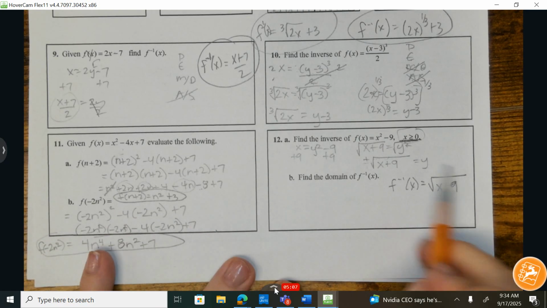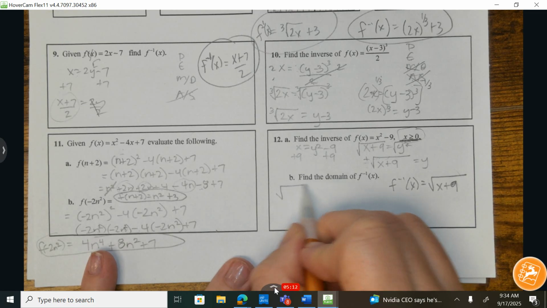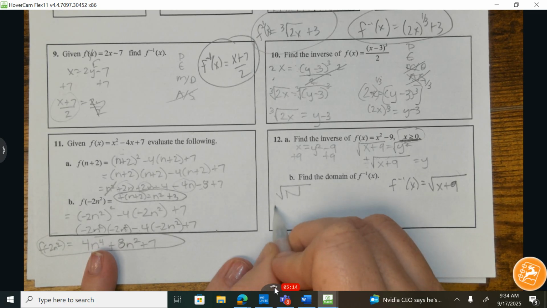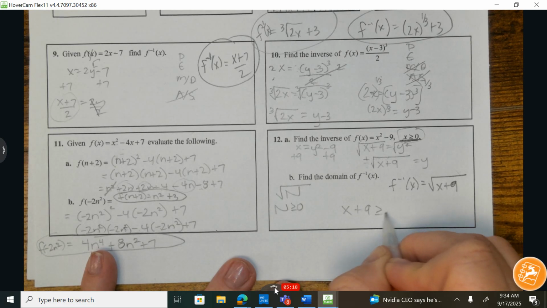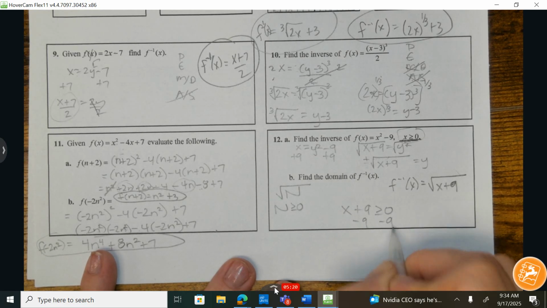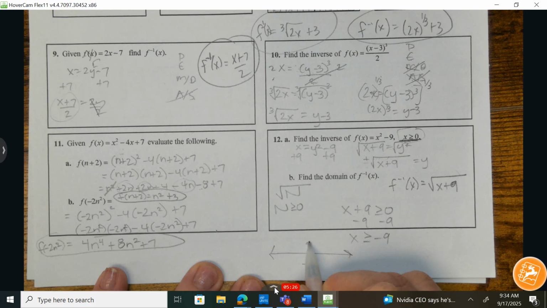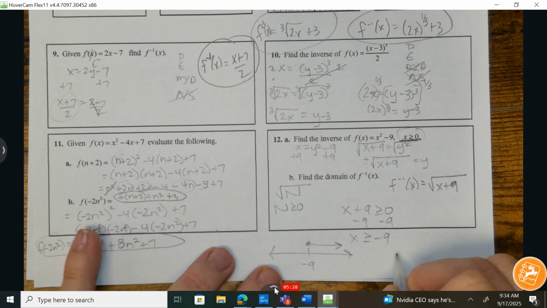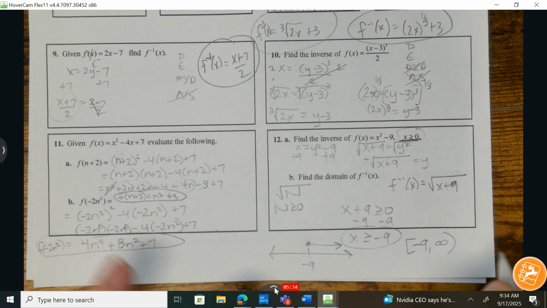Okay, now for this, what is our domain? So we have rule number 2 here that we often see on the board, which is n must be greater than or equal to 0. So x plus 9 must be greater than or equal to 0. So x is greater than or equal to negative 9. We could represent it on a number line if that helps you. And so in interval notation, we could also represent it as all values greater than or equal to negative 9.